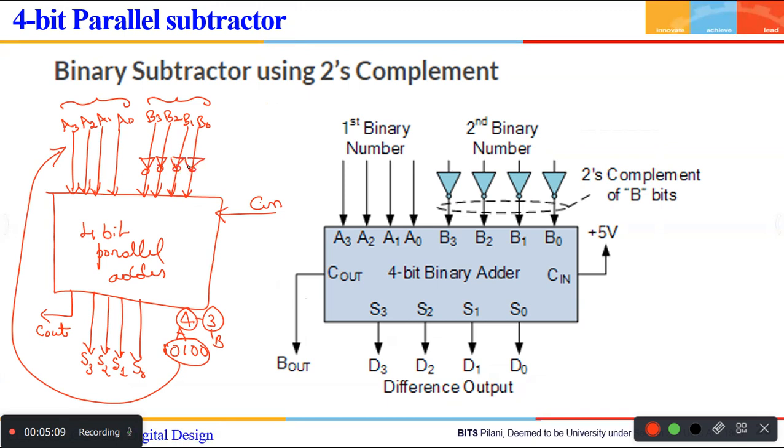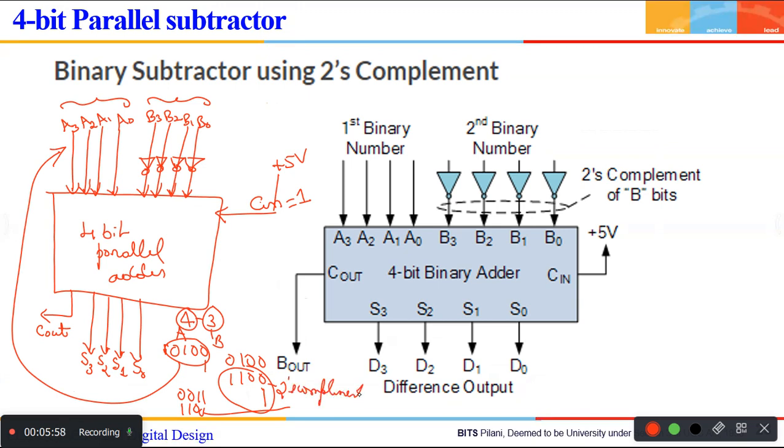Now, how do you add 1 to that? You just make Cn as 1. You connect this to plus 5 volts. When you make Cn as 1, it will add 1 to this, right? So what type of addition will it do? Say 0, 1, 0, 0. Then what happens to the B? Complemented, right? So this is supposed to be 0, 0, 1, 1. Complement means 1, 1, 0, 0. Then the 1 carry will do this addition. So what is this actually? This is actually 2's complement.